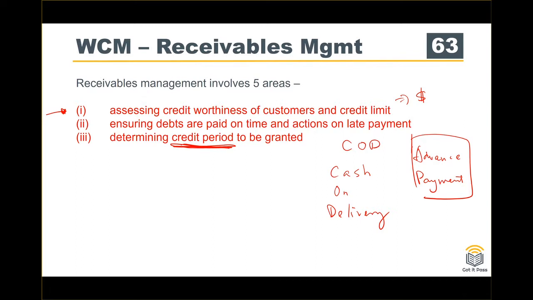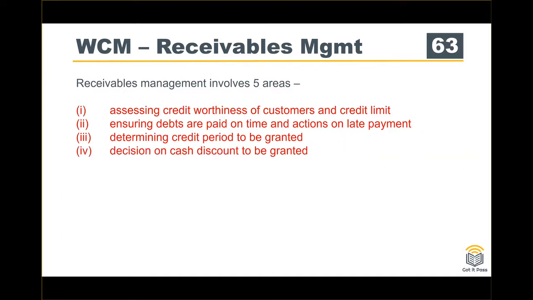So it is from the business perspective why you need to consider credit period for different companies. And the fourth one is the decision on cash discount to be granted. For cash discount, it means there's no credit period to be granted. Instead, your customers ask you for some benefits.